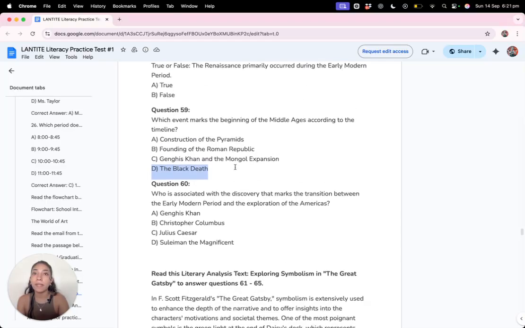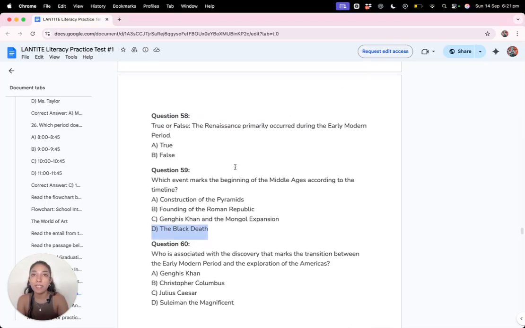And that's because the Black Death was a pivotal and devastating pandemic, occurred from 1347 to 1351, marking the start of the significant social and economic changes in Europe during the Middle Ages. And it also fits the timeline and context.